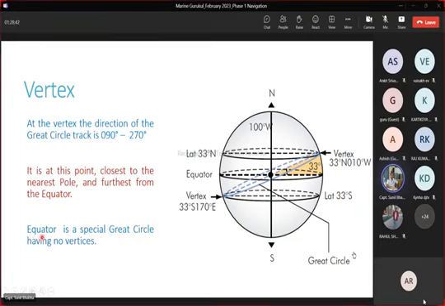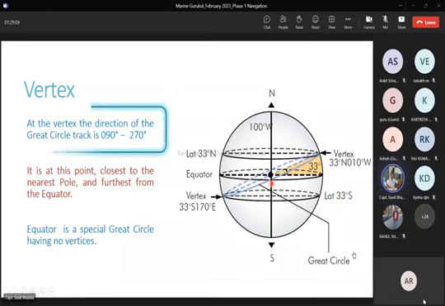Now consider the equator, which is a special great circle having no vertices. Every point on the equator is at 0° latitude. So when you are moving on the equator, there is no point which has a highest latitude. Every point is at 0° latitude. So the equator is a special great circle having no vertices.